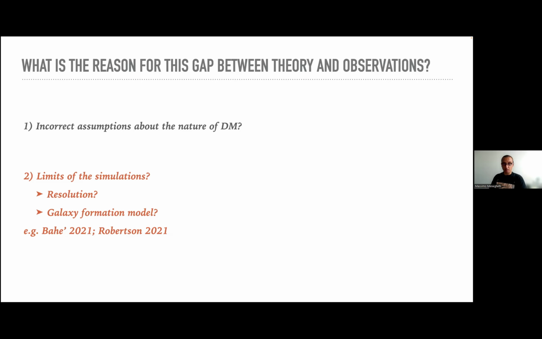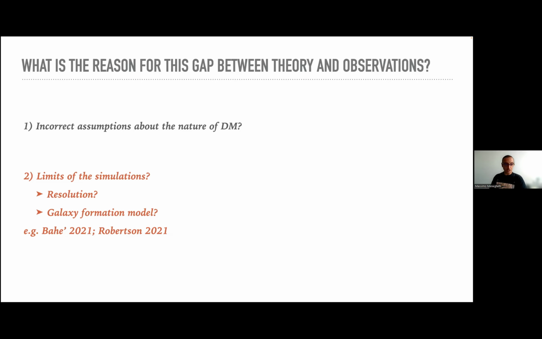something about the nature of dark matter. We are treating the dark matter as cold dark matter. Maybe it's not cold dark matter. We need some other kind of particle candidate or some other sort of dark matter to explain this discrepancy. And the other hypothesis that we formulated is that maybe there are some limits in our simulations that we haven't realized yet.